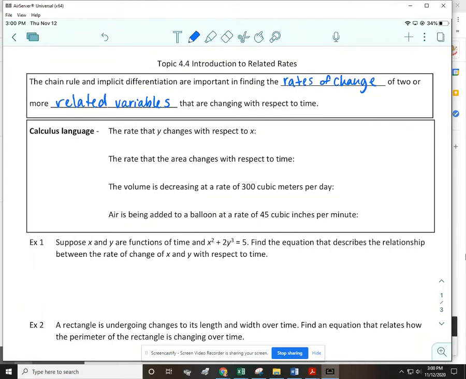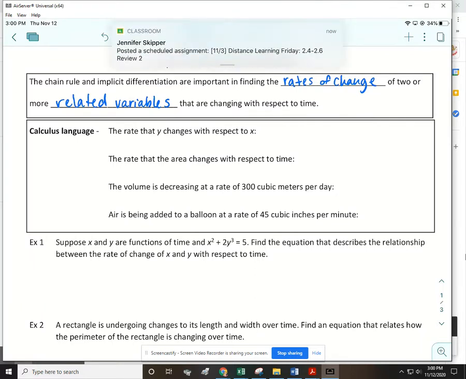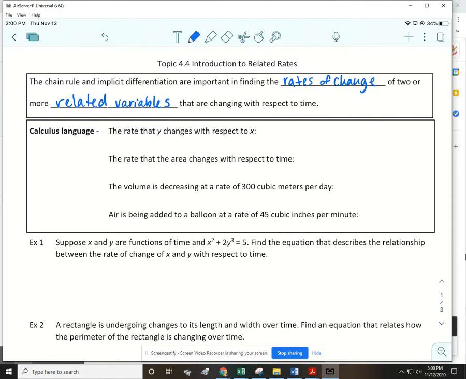All right, so if we have the rate that y changes with respect to x, that is going to be written as dy dx. All right, the rate that the area changes with respect to time. So most of the time, area is represented by capital A. That's going to be dA dt. That's the change in area with respect to time.